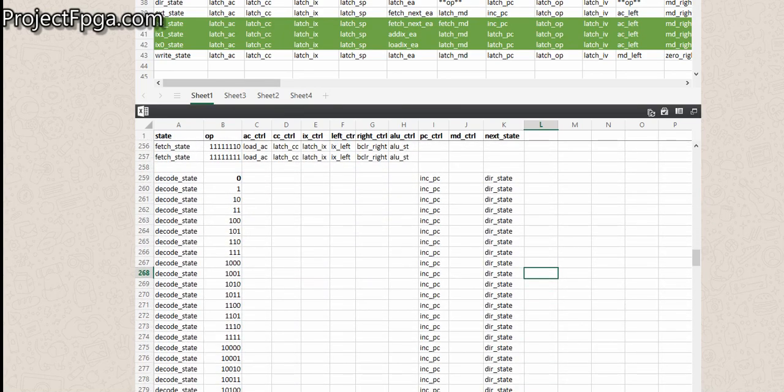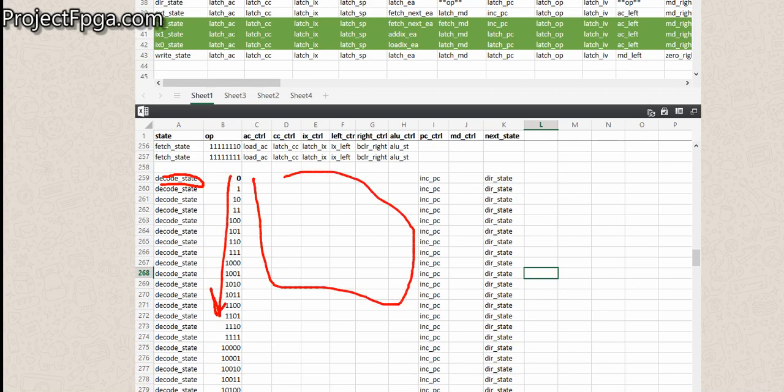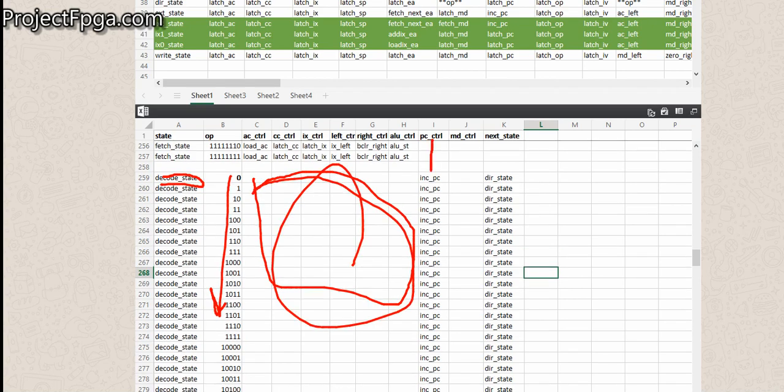Now this is the second state that had it, the decode state. Now these are the different values of OP, and you can see that here is actually empty because the opcode didn't affect this particular one, so it only affects the program control and the next state. So depending on the value of the OP, when we're in the decode state, assuming the OP is 101, now the PC will be increment PC, and the next state will be the DIR state.